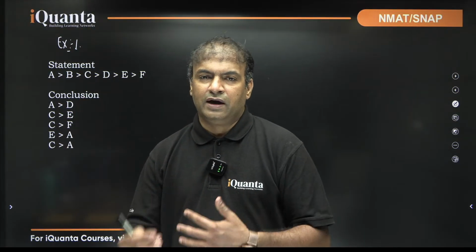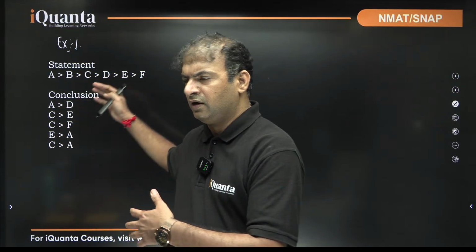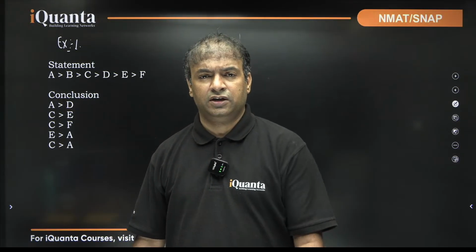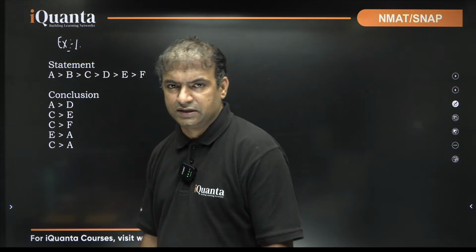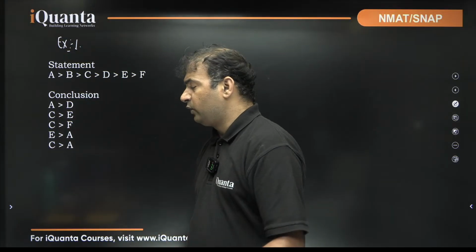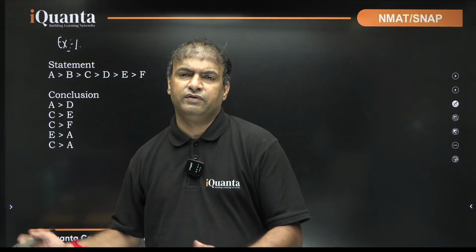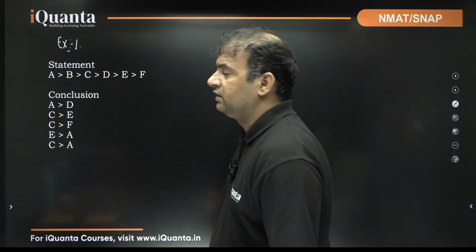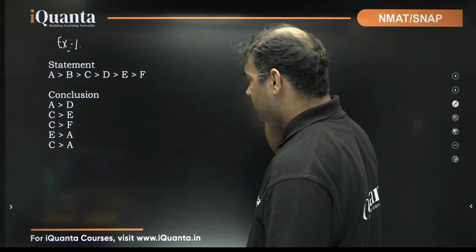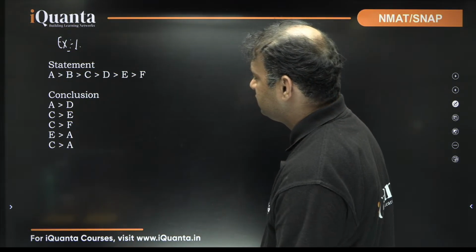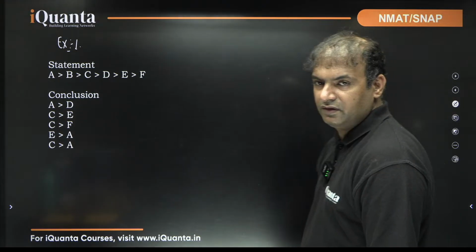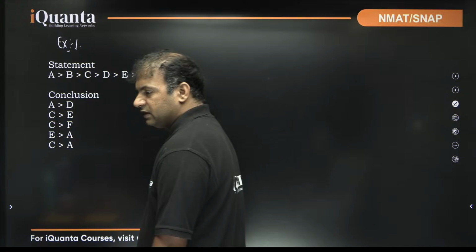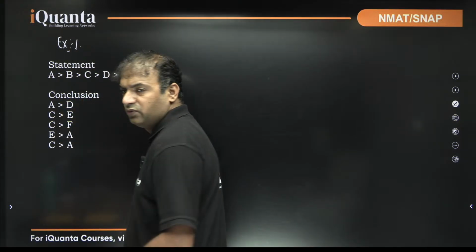See, if you are finding difficulty in finding the conclusions, whether they are true or not, then we can take the example of numbers, right? If it is very easy to understand, then obviously we don't need to take the numbers. Otherwise, we can assume a few numbers as well. So a statement is A greater than B, greater than C, greater than D, greater than E, greater than F. So the first conclusion is A greater than D. So guys, that's very obvious that conclusion 1 has to be true, right?